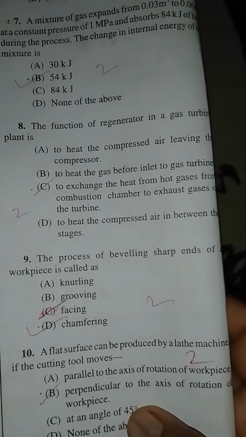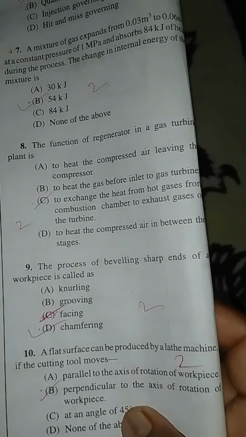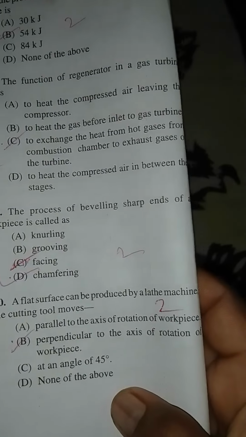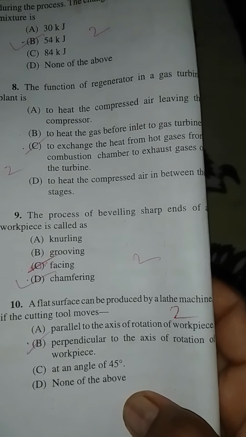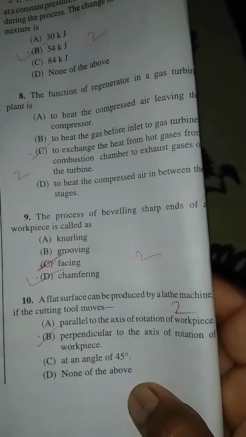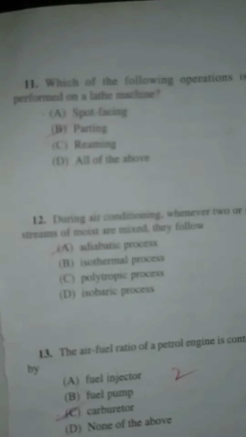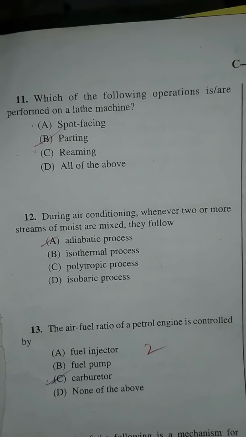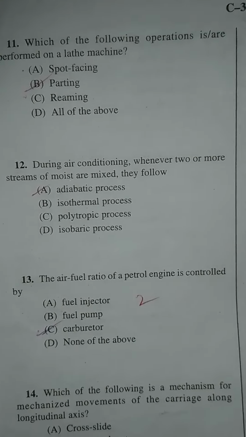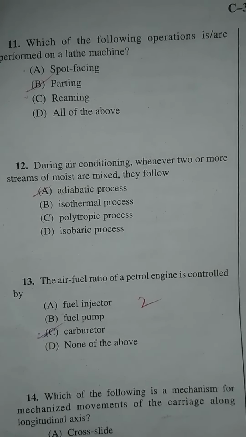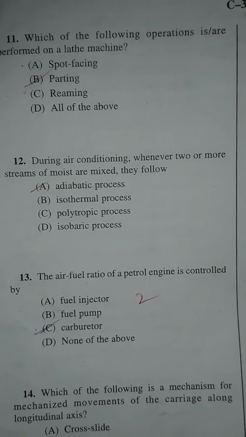The process of beveling the sharp end of a workpiece is called chamfering. A flat surface is produced by the lathe machine if the cutting tool moves perpendicular to the axis of rotation of the workpiece. 11. Which of the following operations are performed on a lathe machine? Parting. During air conditioning, whenever 2 or more streams of moist air are mixed, they follow an adiabatic process.